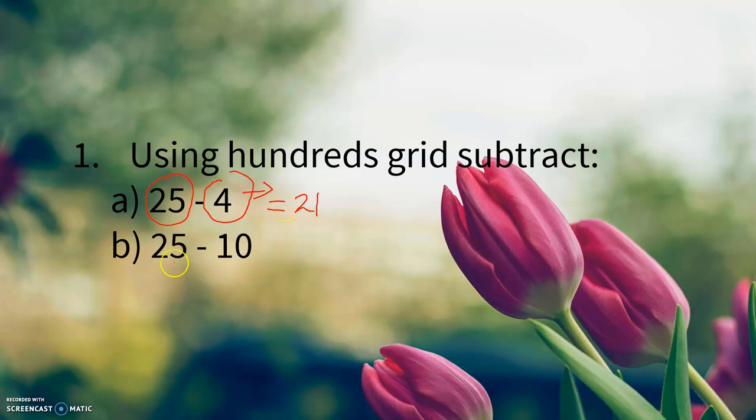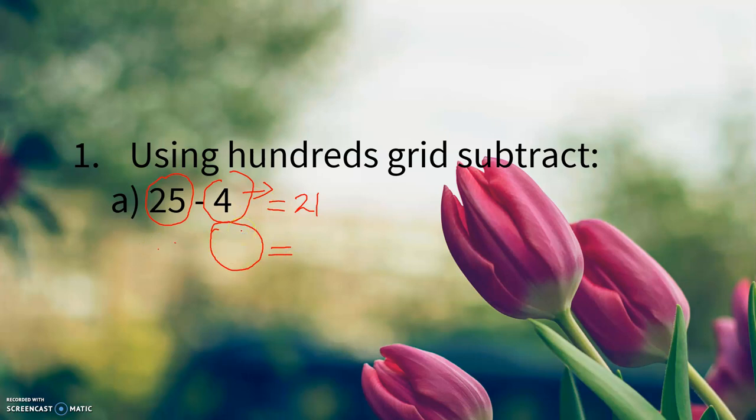Next question is 25 minus 10. From 25, you have to subtract a tens number. 10 means 1 ten. So, you have to move 1 step upward. From 25, you have to move 1 step upward. Let's see how we can do it.